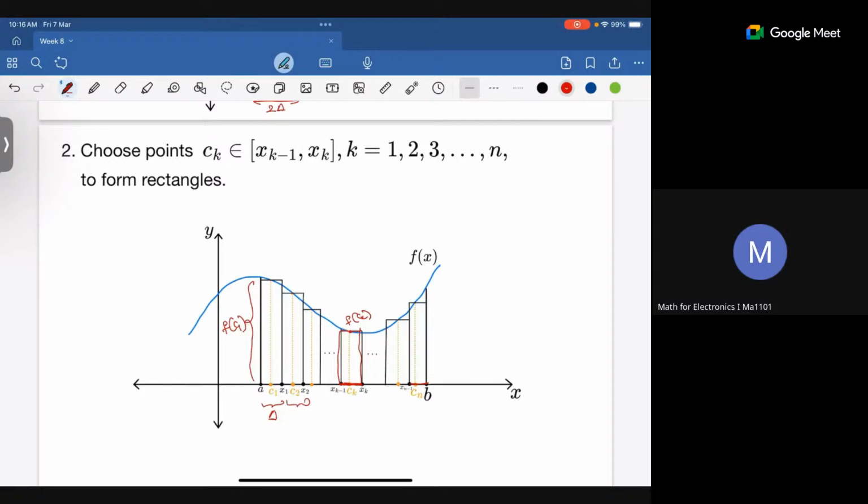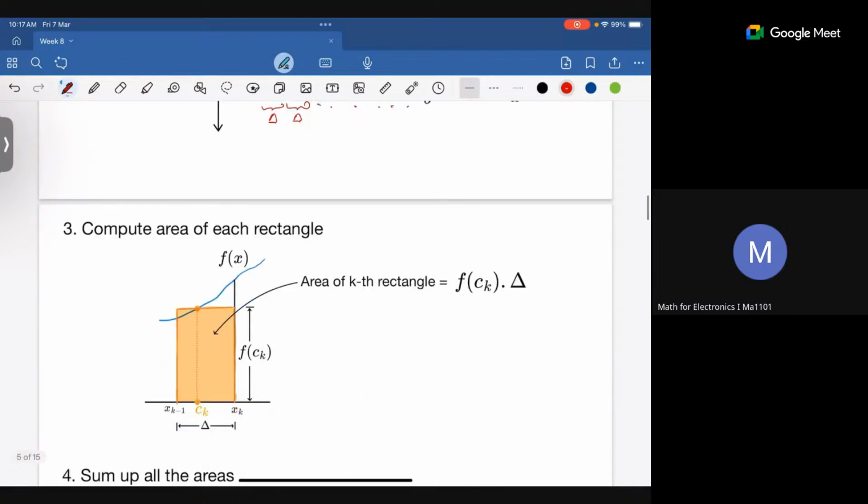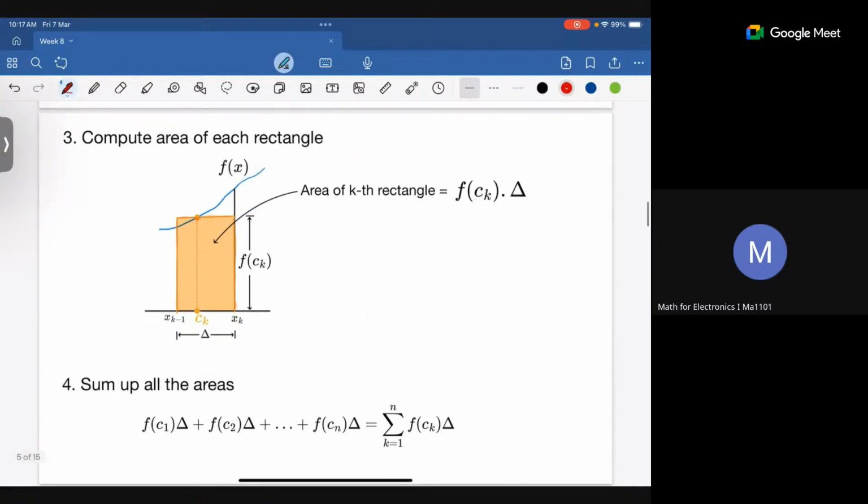In the next interval, you have the length delta. And what is the height of this? You have to choose a point C2. After choosing a point C2, you compute f of C2. That will act as the height of this rectangle and you form this rectangle. So likewise, we have n subintervals, so you will form n rectangles.